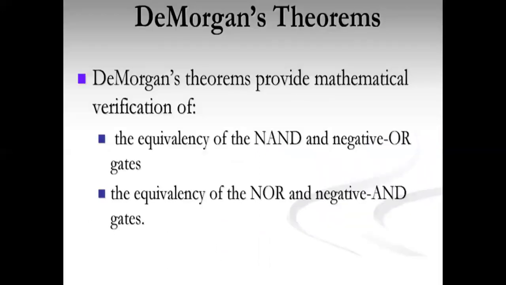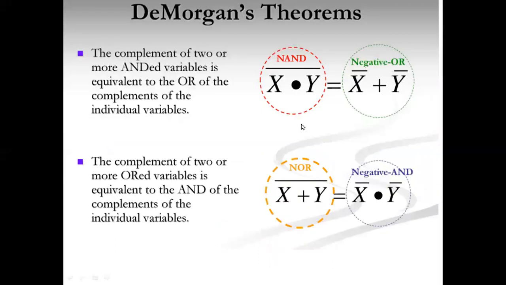De Morgan's law. De Morgan's theorem provides mathematical verification of the equivalency of the NAND and negative OR gates, and the equivalency of NOR and negative AND gates. Simply we can remember this way. AND whole complement, that is NAND, is equal to OR of individual complements, negative OR. Similarly, OR whole complement, which is NOR, is equal to AND of individual complements, that is negative AND.